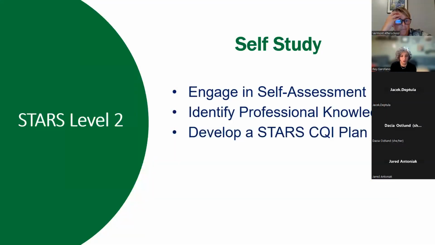So again, level 2, this is more detailed. The next few slides will show you in detail what level 2 means and what it means to do a self-study. So we want you to engage in a self-assessment, identify your professional knowledge and your staff's professional knowledge, and start developing your CQI plan.